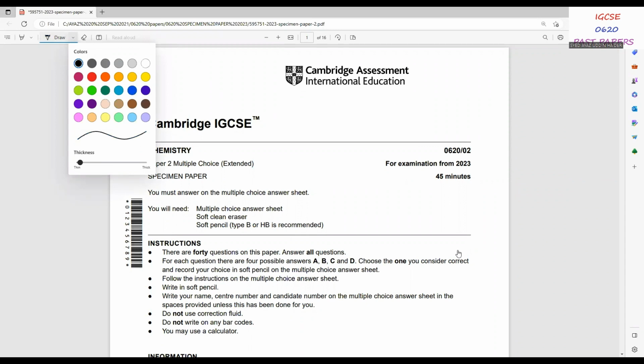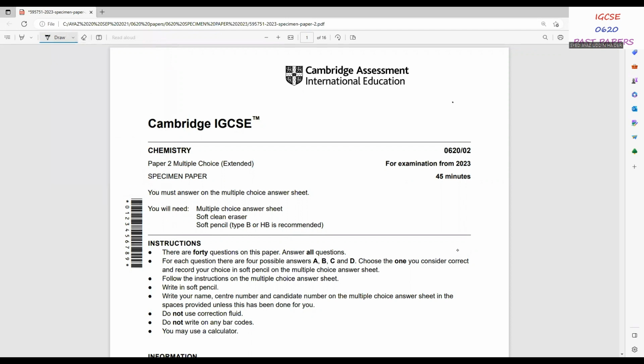Let's start with the instructions of this paper 2, which will be followed from 23 and onwards. The paper will be of 45 minutes. You must answer on the multiple choice answer sheet. You will need a multiple choice answer sheet, which will be provided to you. A soft clean eraser and a soft pencil, type B or HB, are recommended. So here are the instructions.